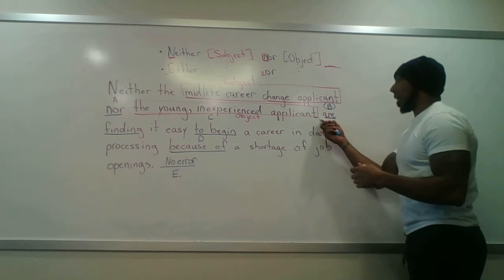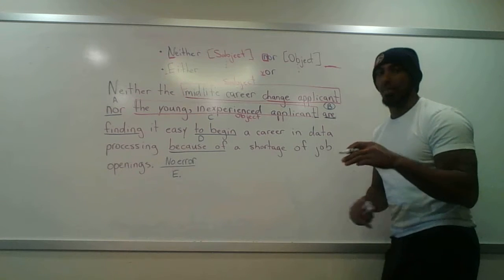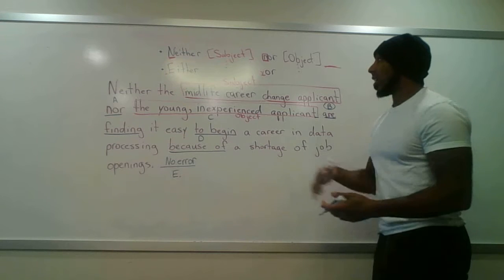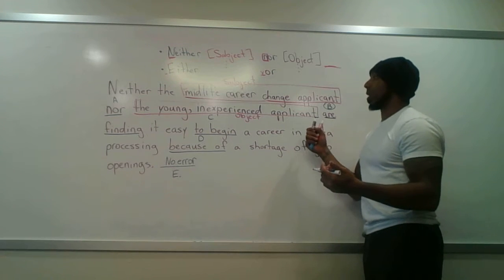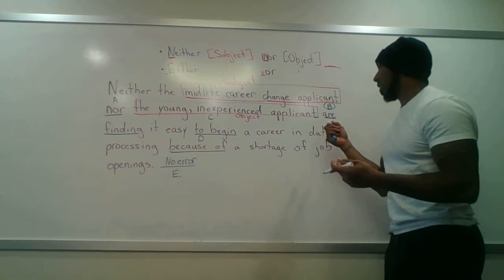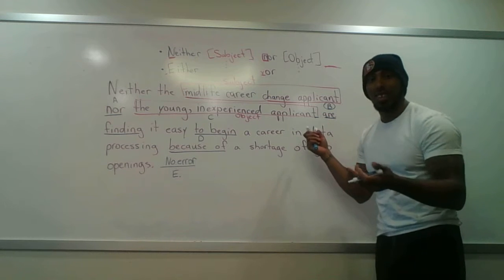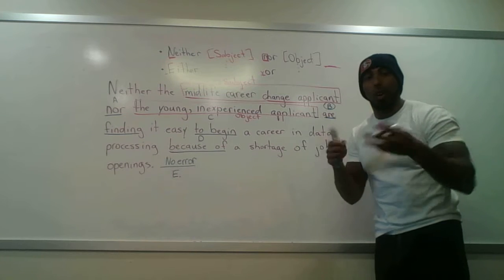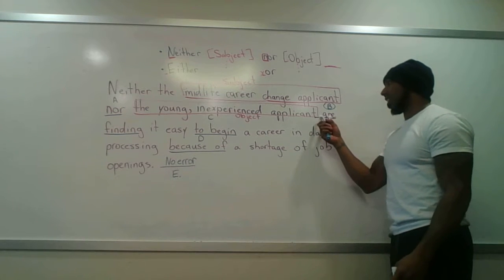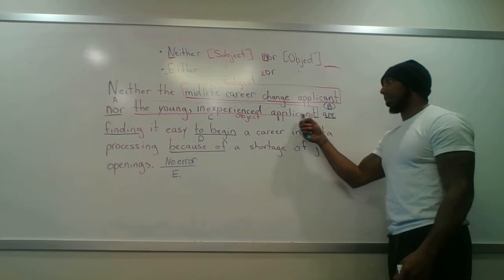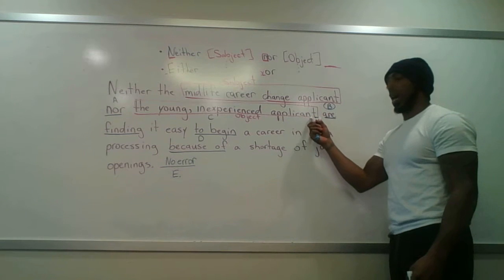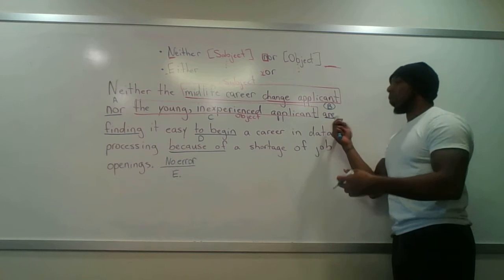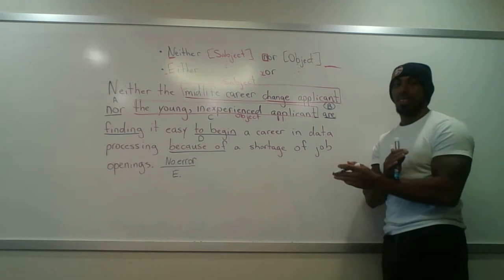So according to third person singular rules, we need to add an S to that verb. So then that means, I'm sorry, not add an S to the verb. It would be an S if we were using something other than a be verb, right? Okay, neither the midlife career change applicant nor the young inexperienced applicants, for example, eat hamburgers, whatever. Okay, in that situation, we put an S. The object of that construction was applicants, so then we would have to use the verb without an S. We wouldn't add an S, right?